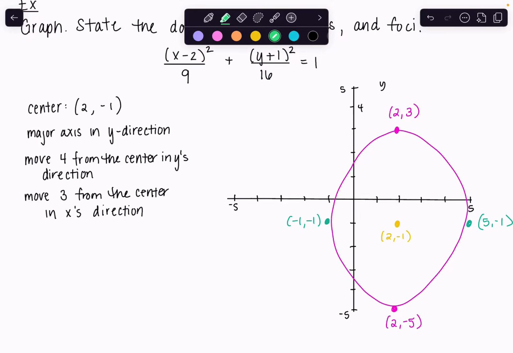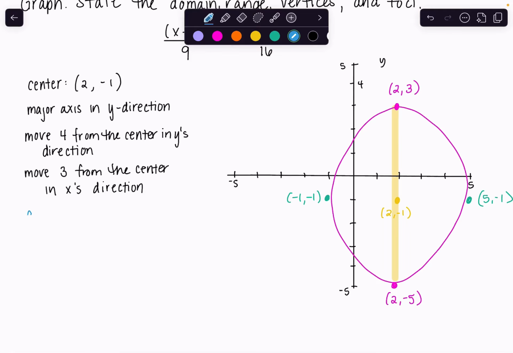All I do know is they are going to occur in the y direction. So we're going to find the foci. Here, your x coordinate is fixed. It will be 2, but we're going to move a distance of c in the y direction. Again, I got to figure out what that value of c is.